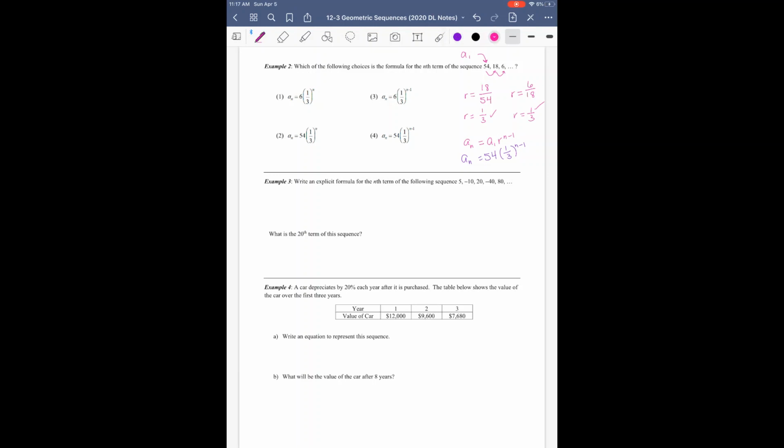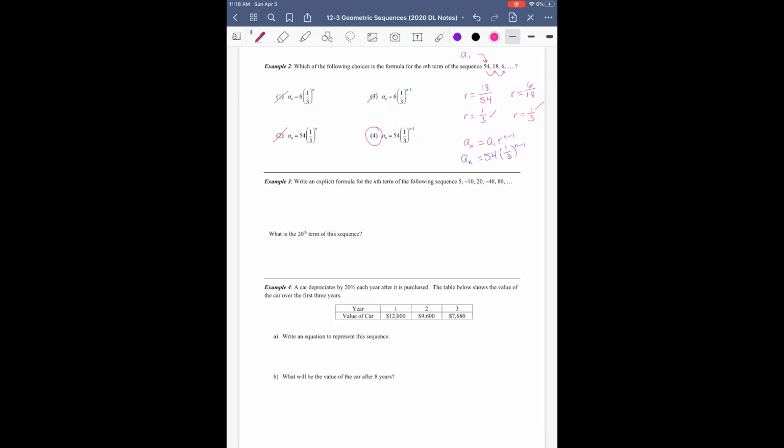So I can automatically tell that choice 1 and 3 are going to be incorrect because they have a sub 1 listed as 6, and we could tell right away that 6 is not the first term in this sequence. So we're down to choice 2 and 4, and I can see that choice 2 is missing the n minus 1 part, so it just has n. So my final answer is going to be choice 4. We have a starting value of 54, a common ratio of 1/3, and then my exponent is n minus 1, because we're multiplying each term by 1/3 one less time than the term number.